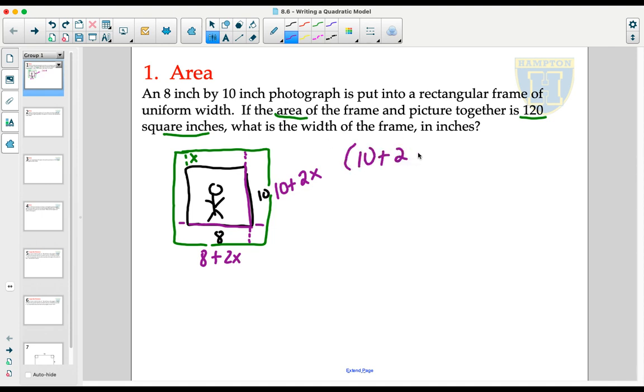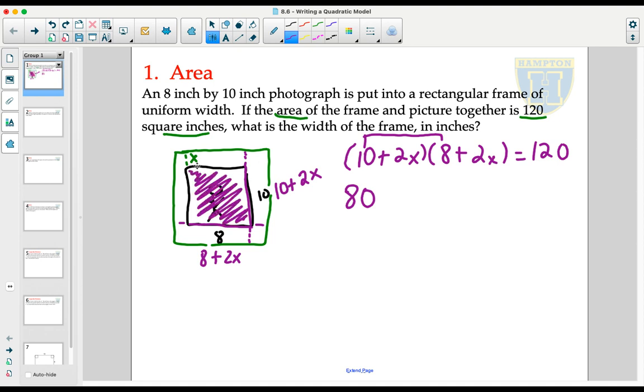Multiplying the two of those together, 10 plus 2X times 8 plus 2X, gives us our area of 120 square inches. This is the equation that we will solve in the quadratic model that we've created to determine the width of the frame so that we end up with a total area of 120. Notice that at no point did we multiply the 8 and the 10 together to consider the area of the frame. However, the first leg of the multiplication is that 80 that we know is taken up by the picture. Follow that with a 20x, then a 16x, then a 4x squared. All of that equals 120.